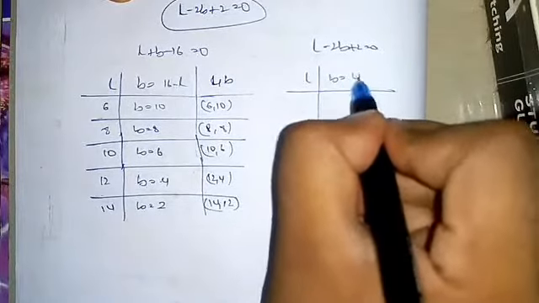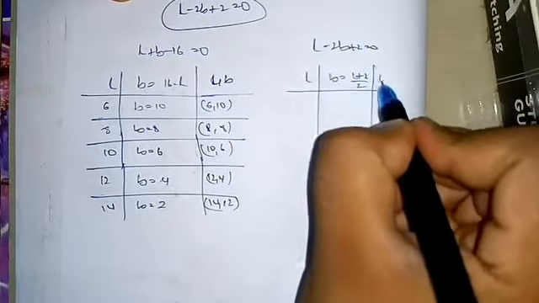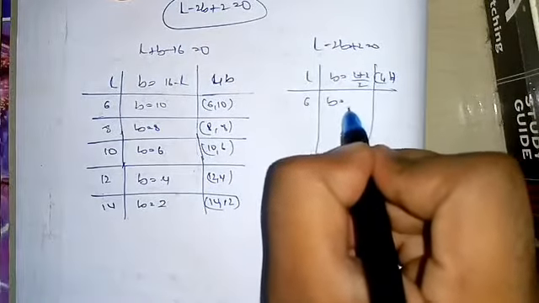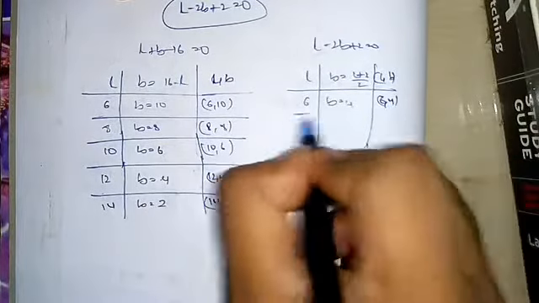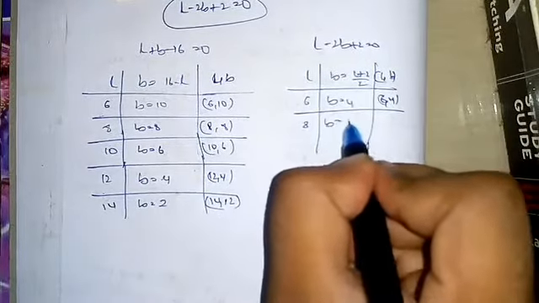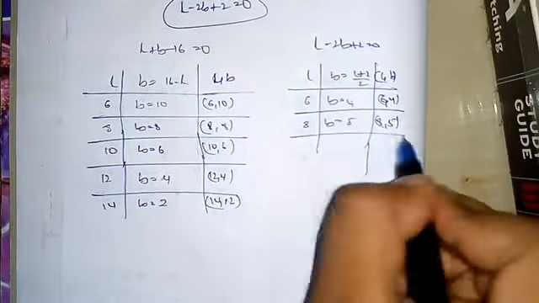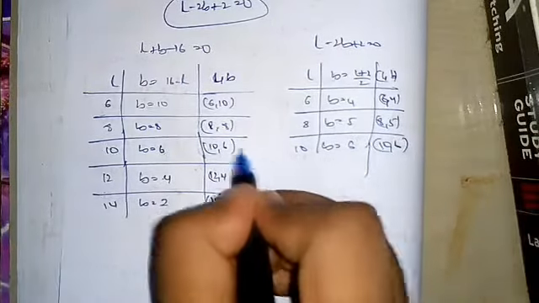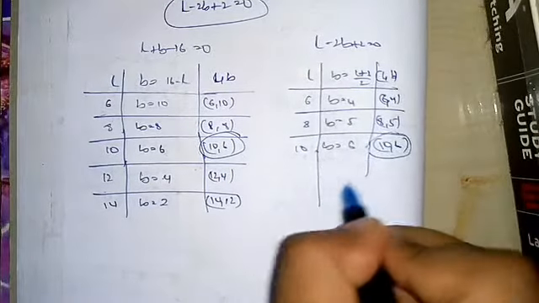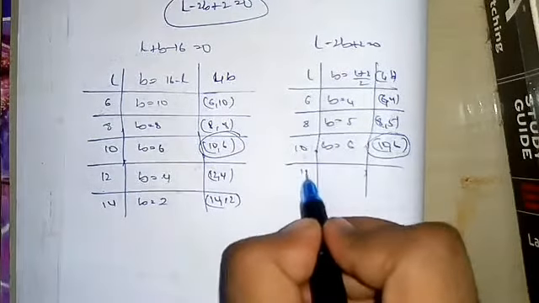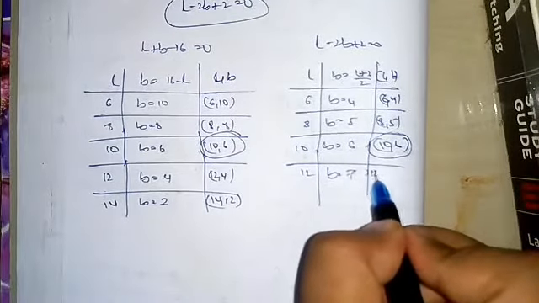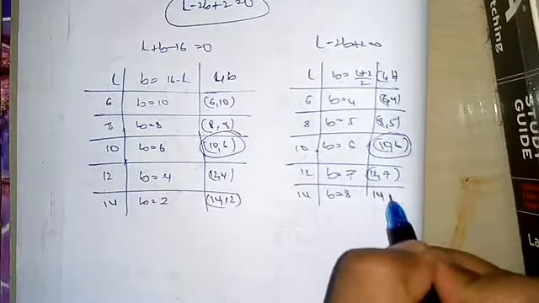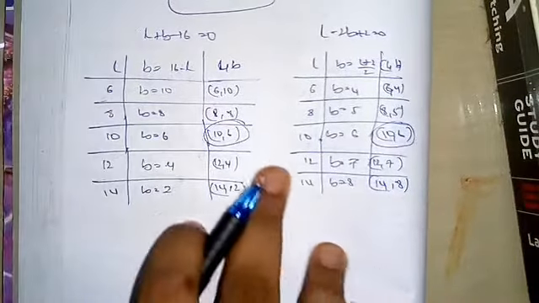For the second equation, L minus 2B plus 2 is equal to 0, which gives B is equal to (L plus 2) by 2. Let's start with L equal to 6: B will be 6 plus 2, 8 by 2, 4. So 6 comma 4. For 8, B will be 8 plus 2, 10, by 2, 5. 8 comma 5. For 10, B is equal to 12 by 2, 6. So 10 comma 6. These two are equal. For 12, B is equal to 7, 12 comma 7. For 14, B is equal to 8, 14 comma 8. So you already got the solution 10 comma 6.